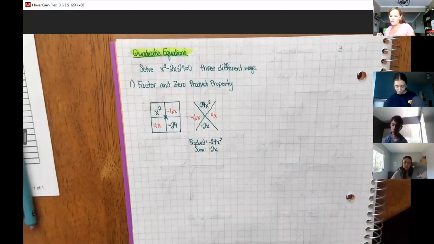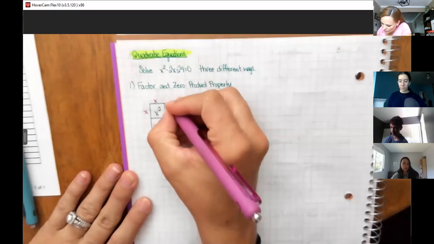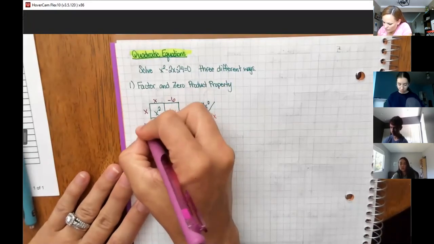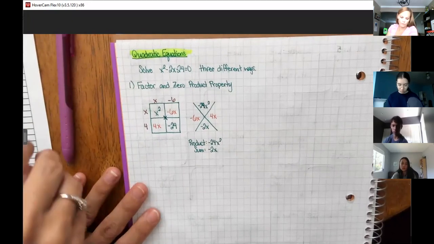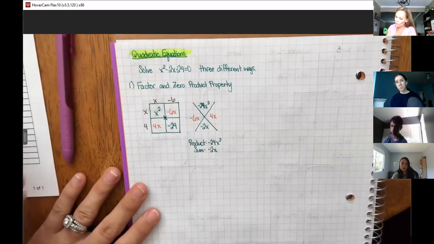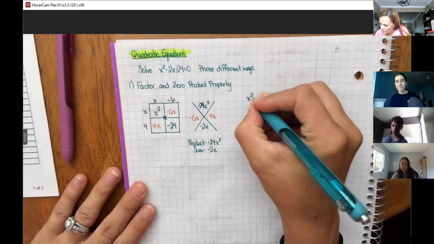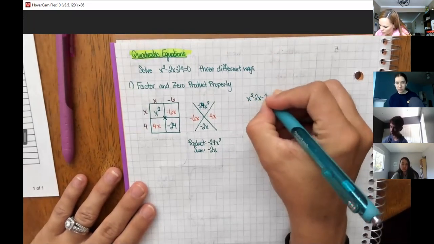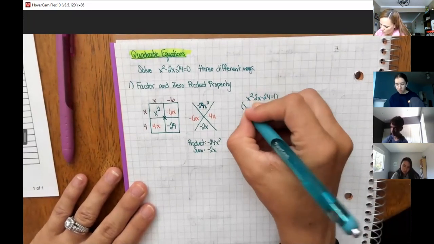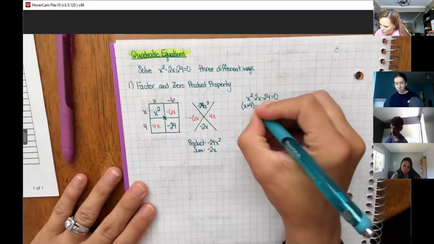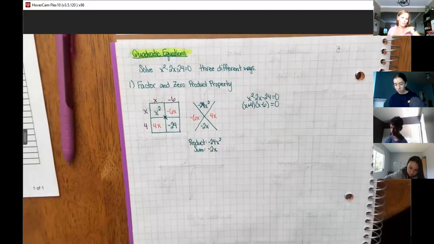Then we find the outside of our box. So these are x and x, negative 6 and 4. So my equation then, x squared minus 2x minus 24 equals 0, can now be written as x plus 4 times x minus 6 equals 0.